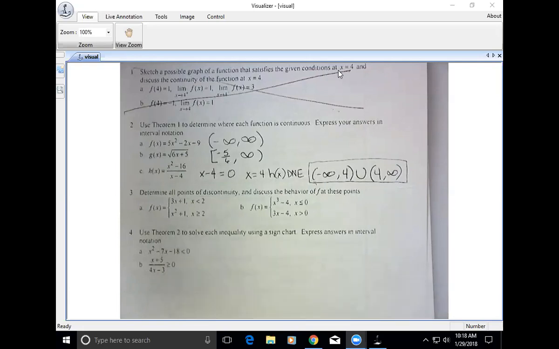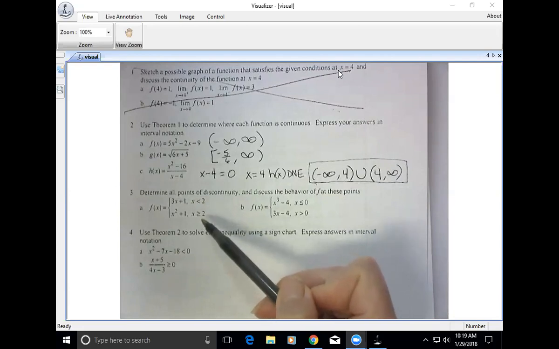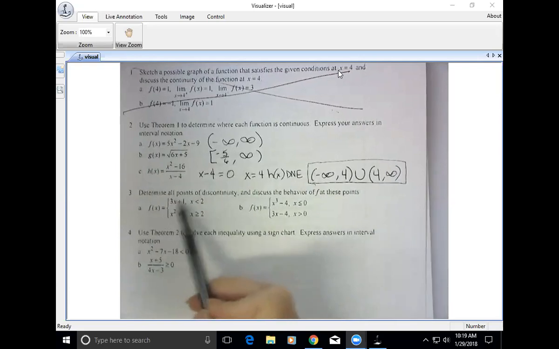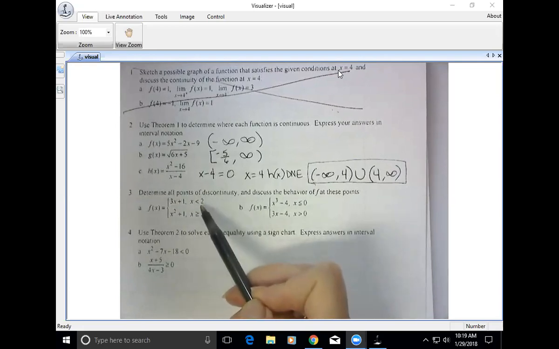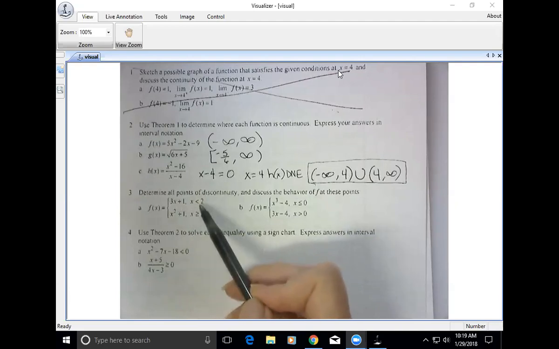Now, if we look at the next part, it says determine all points of discontinuity and discuss the behavior of the function at these points. Now, if they give me more than one equation and they give me these inequalities over here, do you remember what we call this graph if we were to look at it? It has a special name. When there's more than one piece, it's a piecewise function, okay? So it means this is going to graph for every value of x less than 2, and that thing's linear. So I know I've got a line somewhere for x values less than 2.